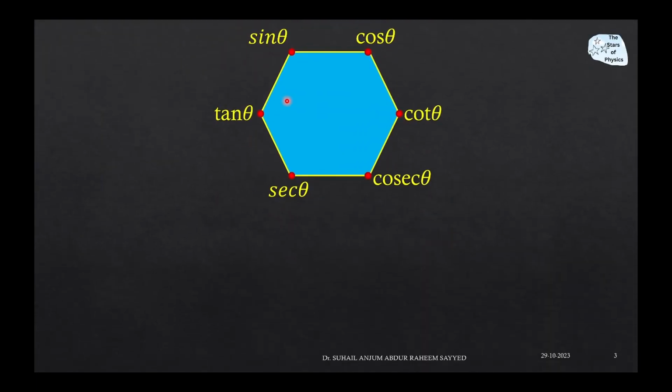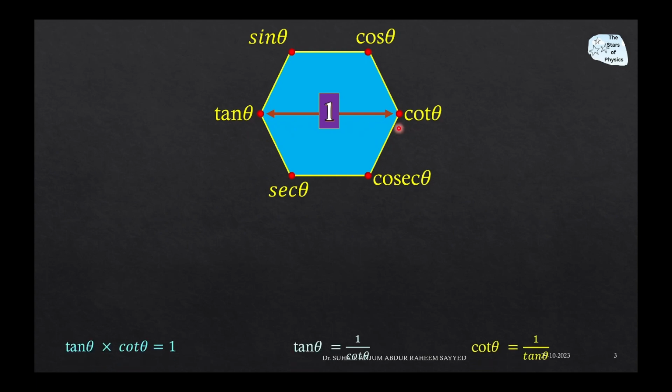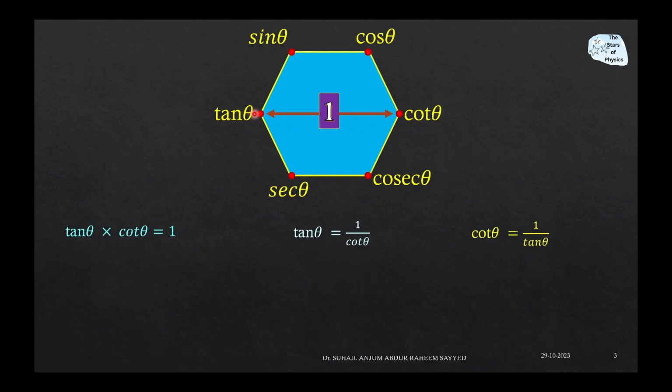So here we have the super hexagon. I will write down 1 in the middle or center of this. So this is 1 here. Then tan theta and cot theta are at the opposite vertices. Therefore, the product of tan theta into cot theta is 1. Similarly, opposite to tan theta we have cot theta, and opposite to cot theta we have tan theta. Therefore, they are reciprocals of each other. So tan theta is 1 upon cot theta and cot of theta is 1 upon tan theta.